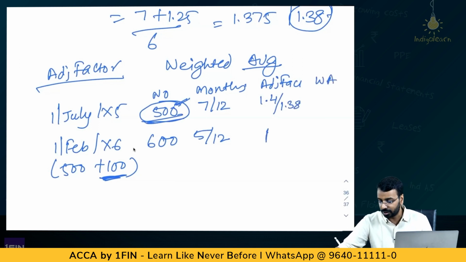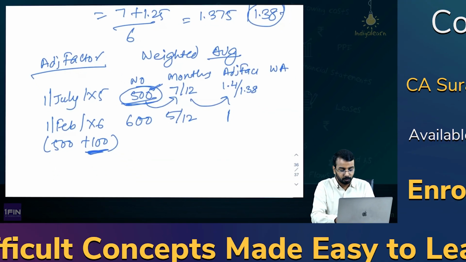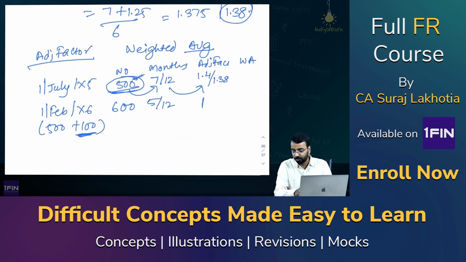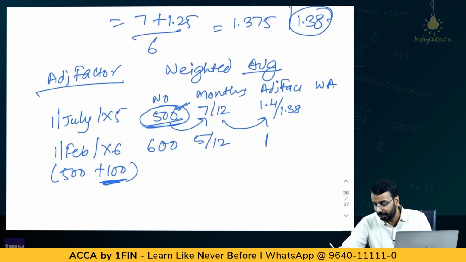So, weighted average, if you see, 500 into 7 by 12 into 1.4 divided by 1.38. So, 500 into 7 divided by 12 into 1.4 divided by 1.38, whatever you get, 295.89. So, because we are calculating in millions, we can round it off to 296. 600 into 5 by 12 is directly 250. 250 plus 296, 546.